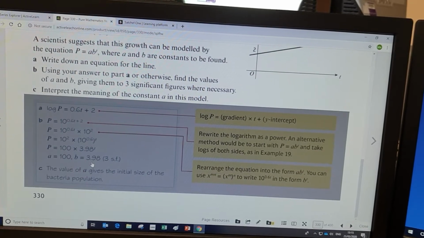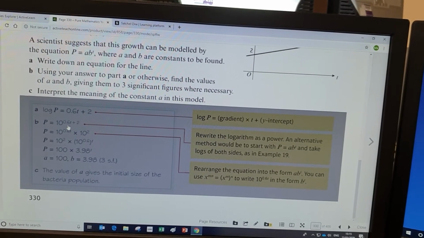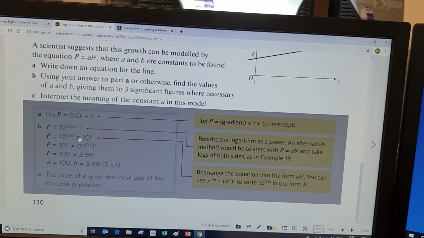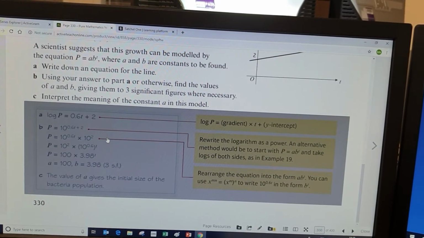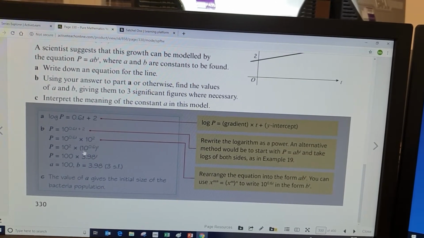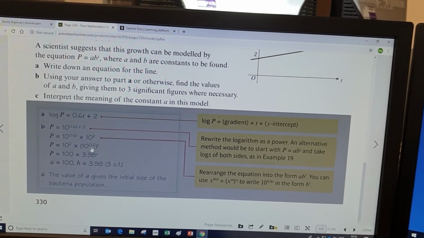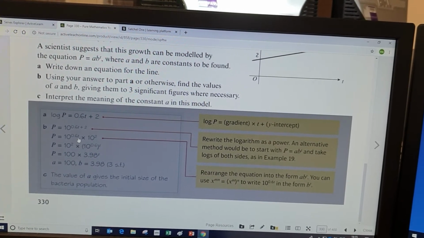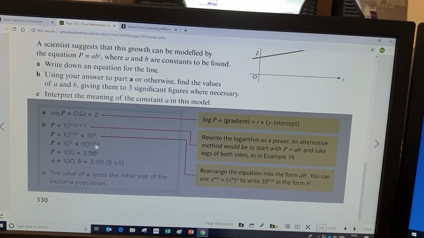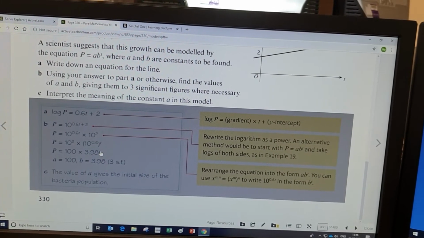Using index laws, we can multiply that out, or separate that out, I should say. So because it's an index plus another index, that becomes a multiplication of the same base with the two different indices. What we can then do is move the 10 squared to the front because multiplication is commutative, and that is 100. And then we've got 10 to the 0.6 to the t, because when we've got two powers multiplied together, we can take one outside of the brackets. So we end up with 10 squared, which is 100, times 3.98 to the t.